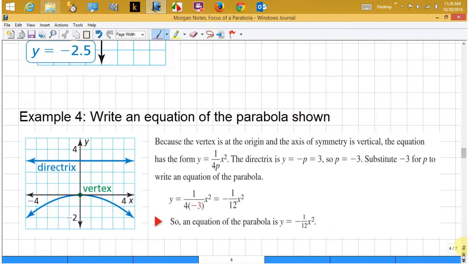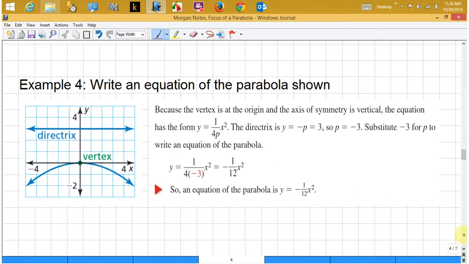Okay, let's take a look at the one they have in the book. So for the one they have in the book, you can see that what we have here is a vertex at 0, 0. The directrix right here will be at 3, right? So the directrix would be the line y equal to 3. So the focus would be down here at the point 0, negative 3. So p must be equal to a negative 3, right? And that's what it shows. P is a negative 3.